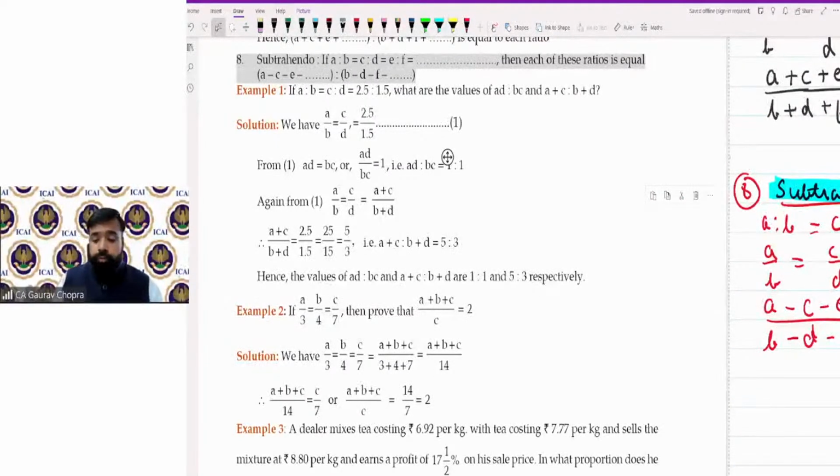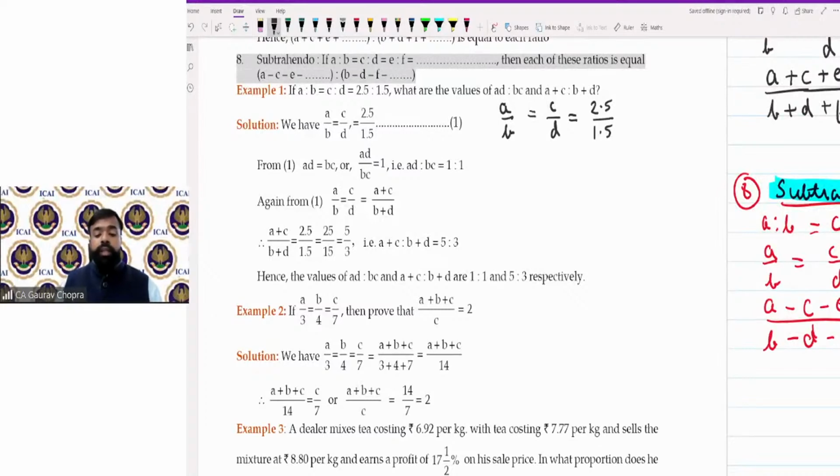It says A ratio B is equal to C ratio D is equal to 2.5 ratio 1.5. This is given in the format of ratio. Now we can convert it into the form of a fraction also. A ratio B can be written as A by B equal to C by D equal to 2.5 upon 1.5. Now, what is the requirement? Find AD ratio BC. AD ratio BC we have to calculate.